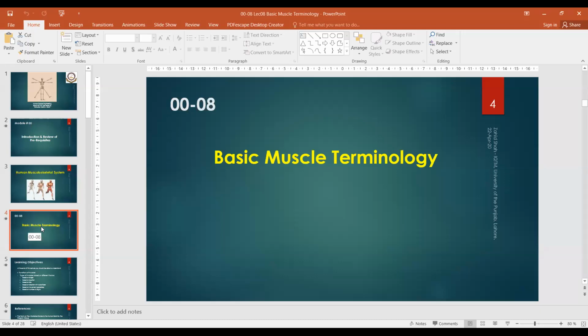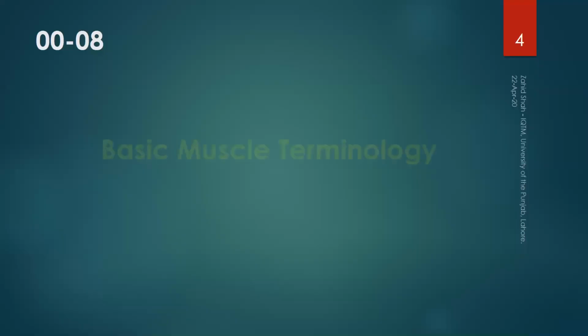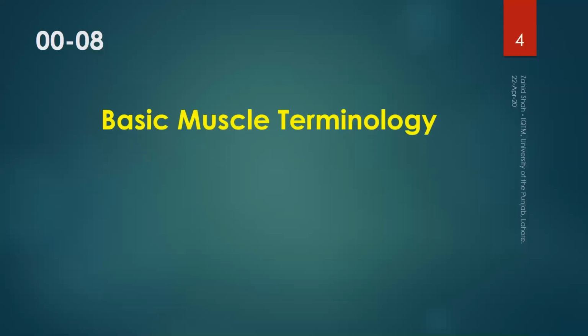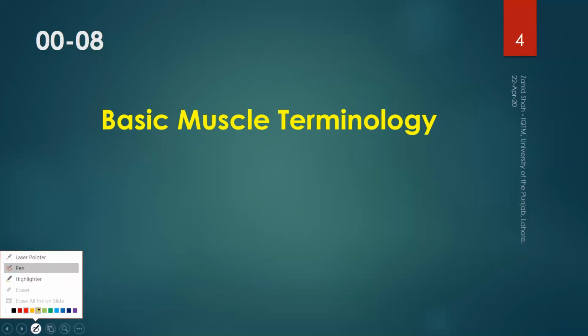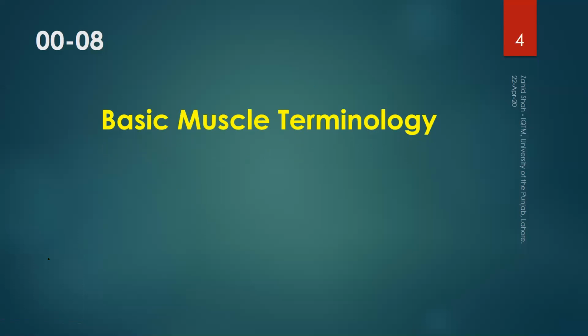Bismillahirrahmanirrahim. Welcome back. This is the last lecture on our discussion on the human musculoskeletal system. So far, we have, for the most part, discussed the muscular system, the types of bones, the joint movements, types of joints, and other related things. In this segment, we will discuss terminology related to the muscular system.